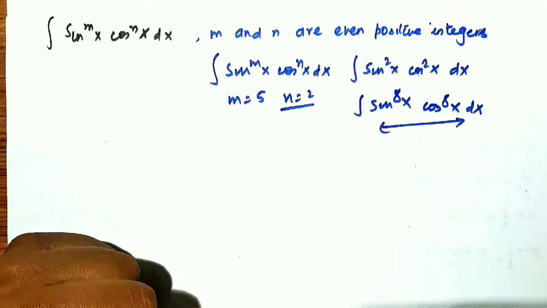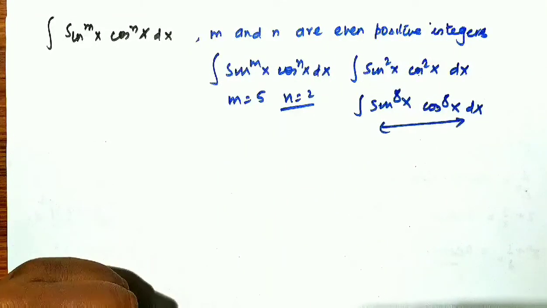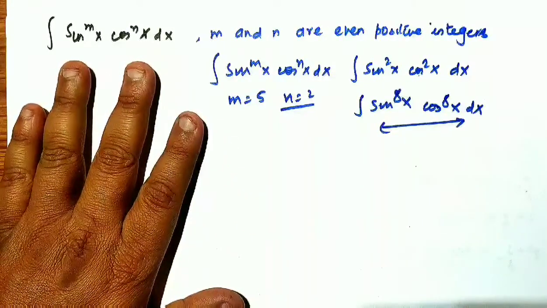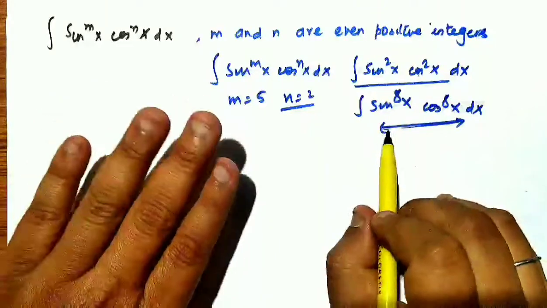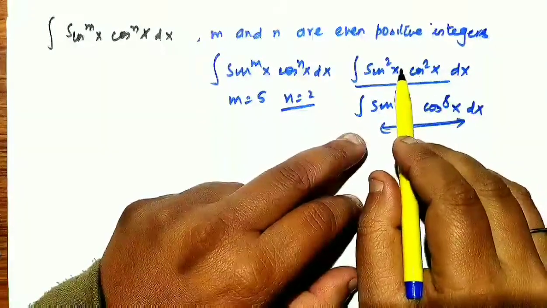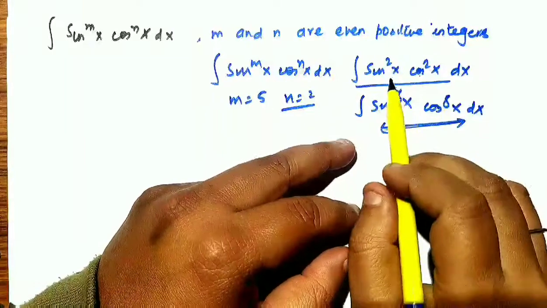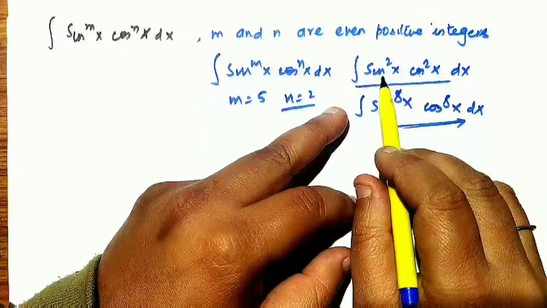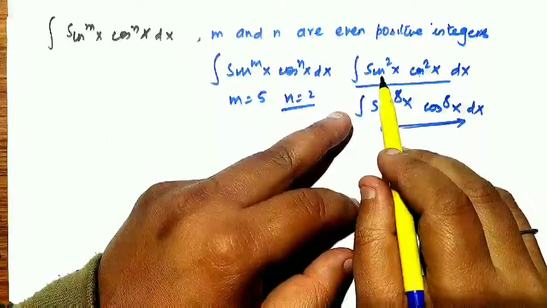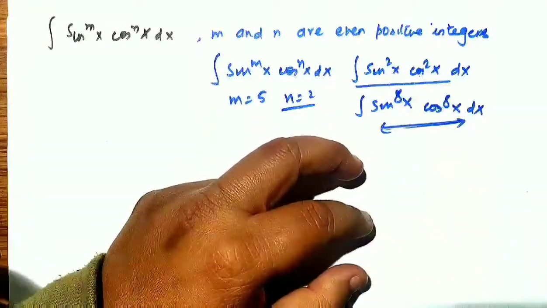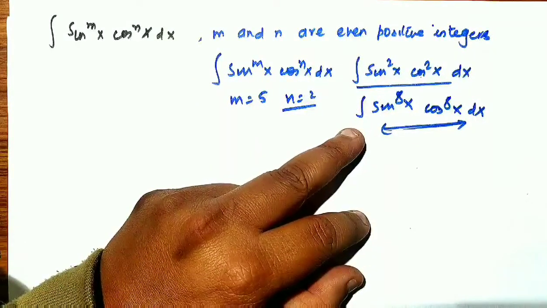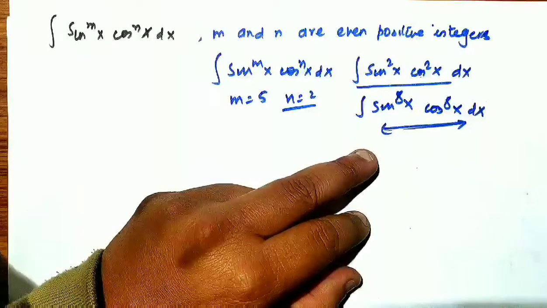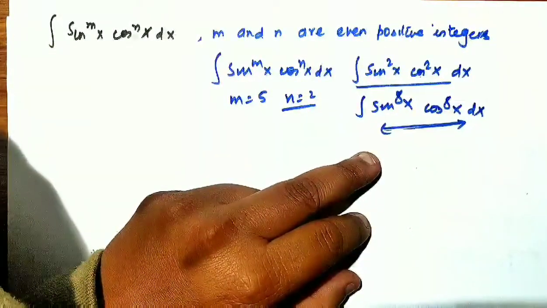But here if m and n are even positive integers, then what will you do? That is the question. What will happen when m and n are even? For example, sin square x and cos square x. Here m and n are power 2, a smaller power, so in this case we can replace them using the cos 2x formula, that is 1 minus cos 2x by 2 and 1 plus cos 2x by 2. When you multiply them, cos square 2x will come out. When cos square 2x comes, naturally we will use cos 4x.